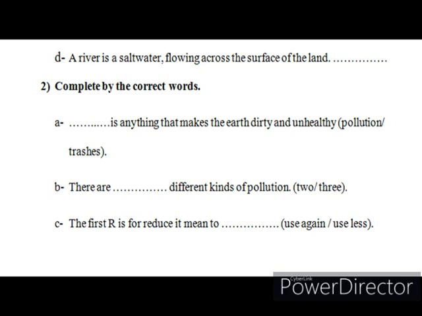Complete with the correct word. Okay. A. Is anything that makes the earth dirty and unhealthy. Is it pollution or trash? B. How many kinds of pollution did we take? Is it 2 or 3? C. The first R is for reduce. It means decrease. What does it mean? To use again or to use less?